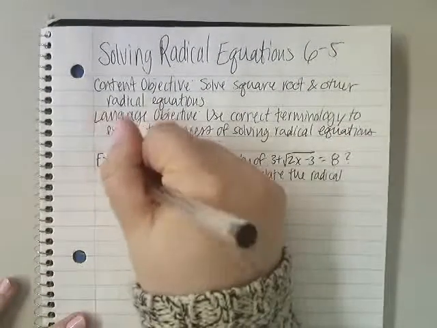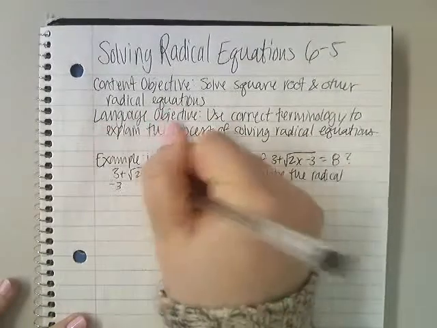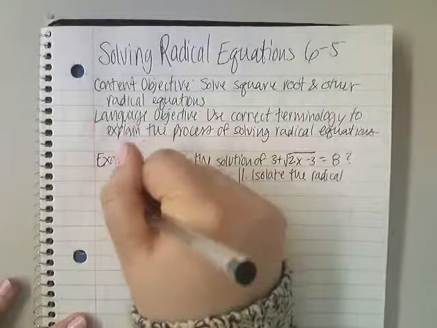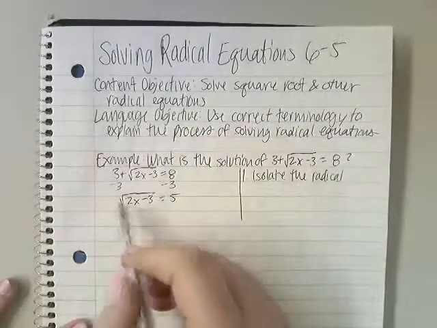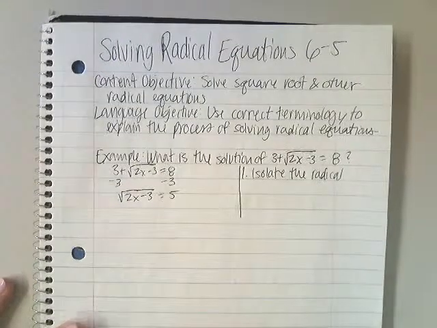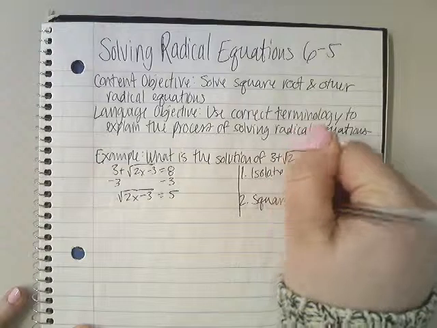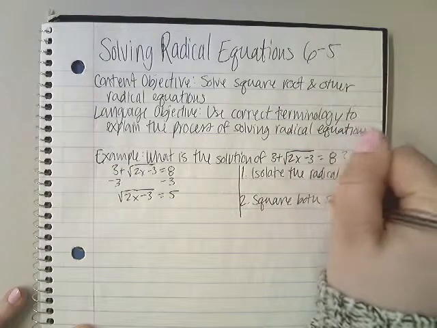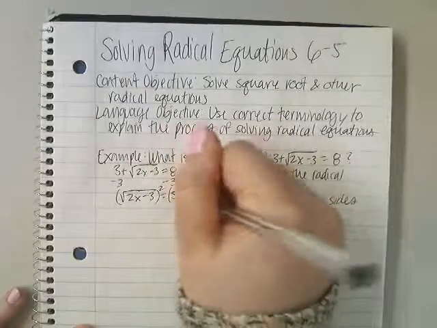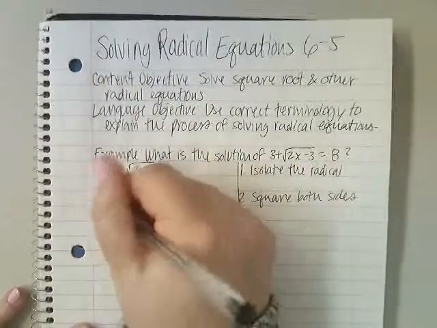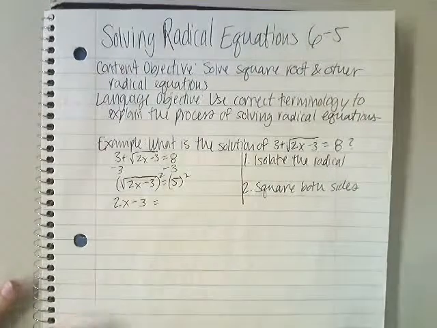So I have 3 plus the square root of 2x minus 3 equals 8. I'm going to subtract 3 from both sides to get that radical alone. I have the square root of 2x minus 3 equals 5. Now we know to cancel a square root sign, I'm going to do the inverse or opposite operation. So I'm going to square both sides. Again, I can't just square one side, so I'm going to square both sides. And that cancels the square root on that side, so I'm left with 2x minus 3 equals, and then 5 squared we know is 25.